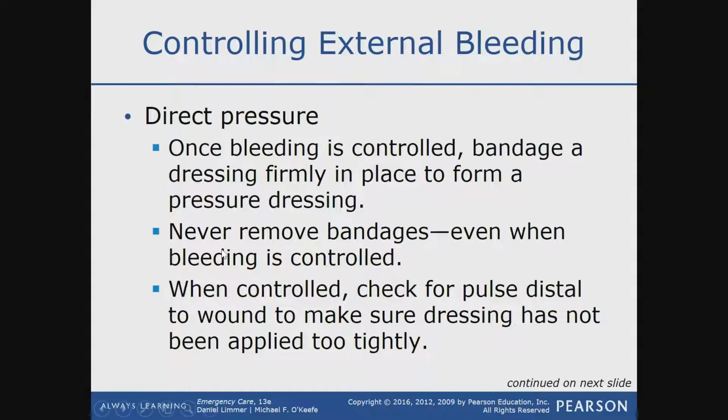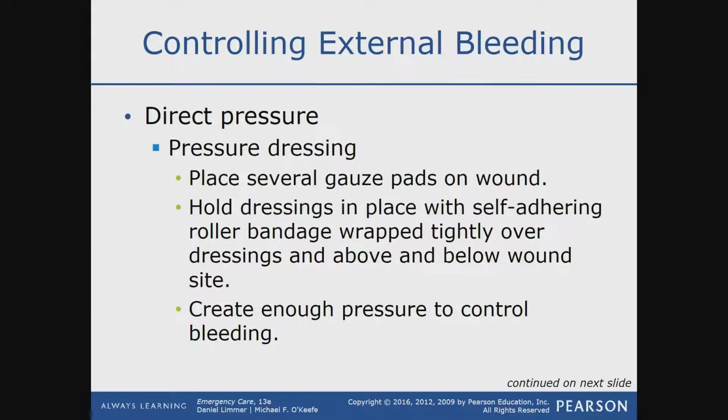It says here, when controlled, check for a pulse distal to the wound. Make sure the dressing has not been applied too tightly. Just like anything else, after you splint something or dress something, we always want to make sure the patient still has a pulse in the distal part of that limb. Direct pressure, place several gauze pads on the wound as necessary. It's all situational. Hold the dressing in place with a self-adhering roller bandage.